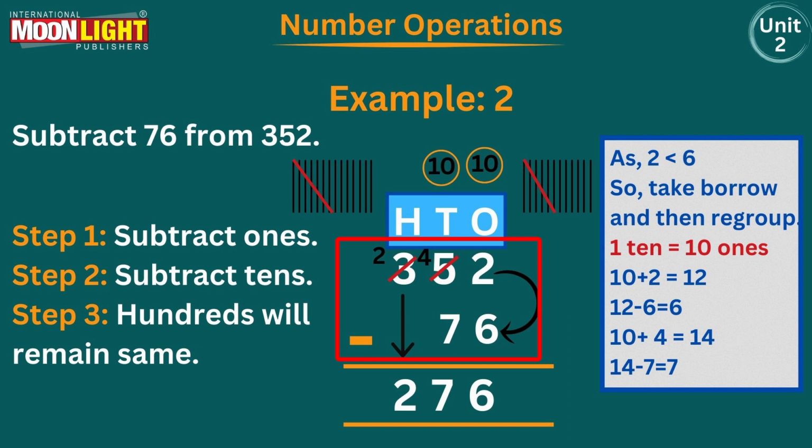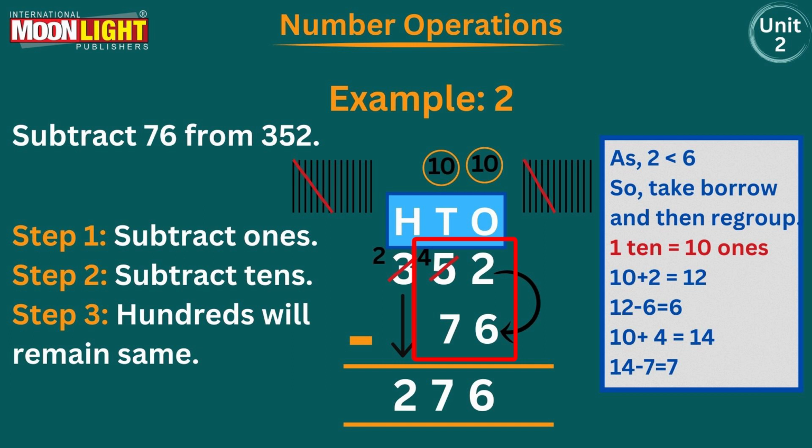Now I will write the second number according to the place value chart, because it is a 2-digit number. The number 6 will be at ones place, and the number 7 will be at tens place. Now I am going to write down the subtraction sign, then draw a straight line, and then do the solution. The solution will be step by step.